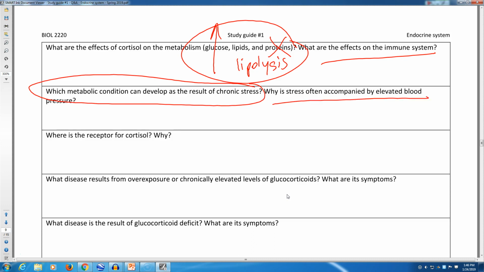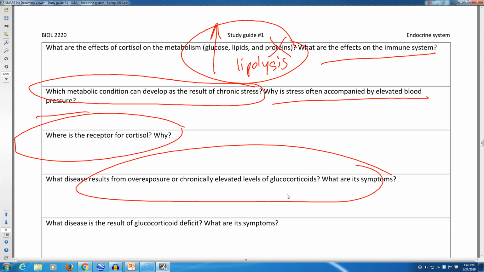Why is stress often accompanied by elevated blood pressure? Because along with cortisol, aldosterone is stimulated. It will increase sodium retention, water retention, and will elevate blood volume and blood pressure. Am I clear? Receptor for cortisol, again, fat soluble, inside the cell. High levels, Cushing's, low levels, Addison's.